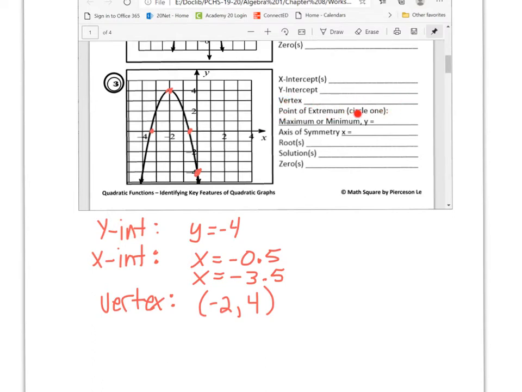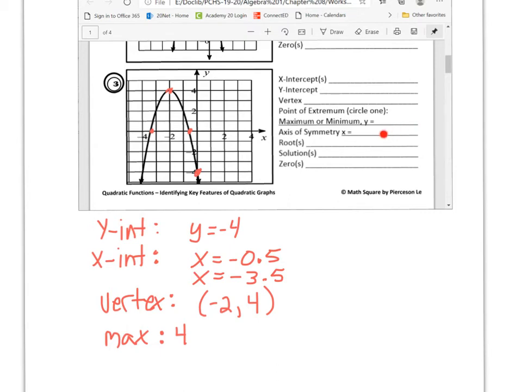Here it says point of extremum, circle 1. Well, essentially, that is the vertex. That's our extremum. And in this case, because the parabola is opening down, this would be the maximum. That's the extremum that they're talking about, the maximum. And we always take the y value of the vertex, and that becomes the point of extremum. In this case, I'm going to write that out as our max for this function is positive 4. That's our maximum.